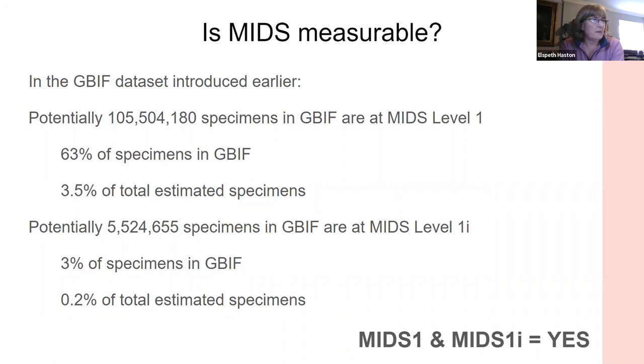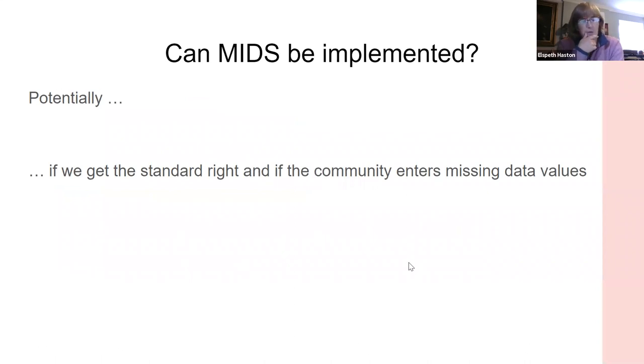And of those, we have this concept of MIDS level one I, and this is MIDS level one with an image. And this is more difficult, but in GBIF there is a way of measuring that. And when I use that measure in GBIF, we're looking at 3% of specimens that are at this level, MIDS level one with an image. So essentially what we can say with that is that yes, MIDS level one and one I are measurable. MIDS level two and up are more difficult. And one of the key reasons here relates to missing data. So we'll come on to that.